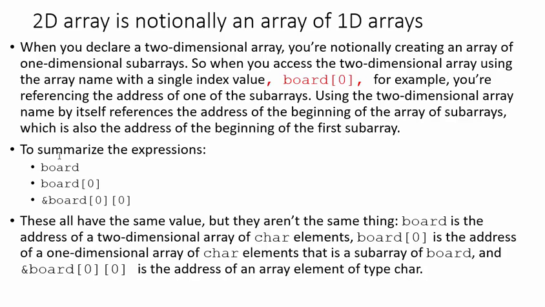So when I'm asking in the 2D array for an array name, I can just say board. But if I ask for board 0, I'm actually asking for the address of one of the subarrays, so one of the rows basically. And so these are very different things that give you the same answer, but they are not the same thing.